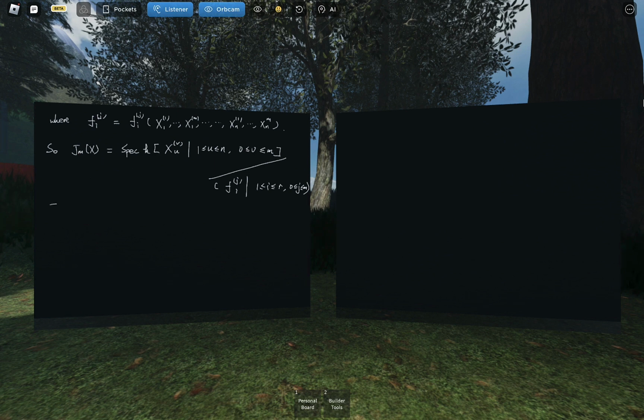Yeah, and we will use this to denote this ideal. Any questions so far? Okay, so this is a definition of jet schemes.